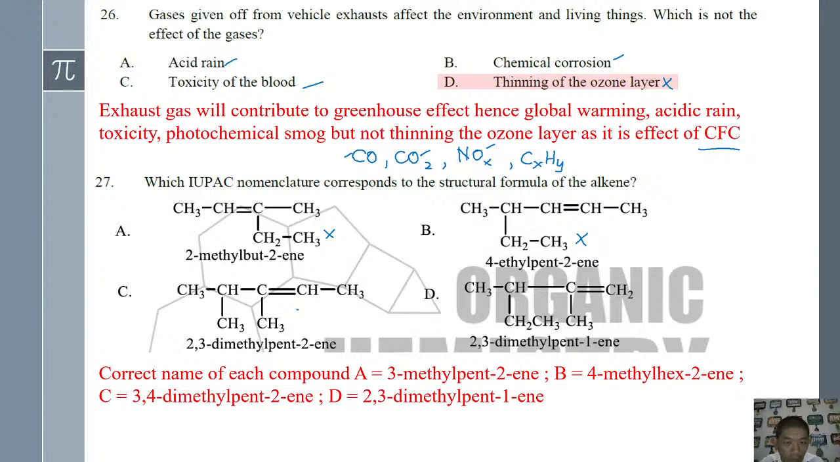C is 3,4-dimethylpentene. So this is carbon number 1, carbon number 2, carbon number 3. So it's not 2,3-dimethyl, it's 3,4-dimethyl. So C is also wrong. And the last one, 2,3-dimethylpent-1-ene is correct because this is number 1, 2, 3, 4, 5. So if you look carefully, the methyl is located at the second and the third carbon, therefore making D our correct naming.